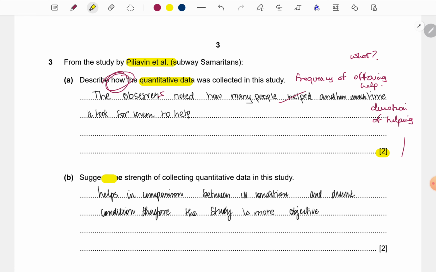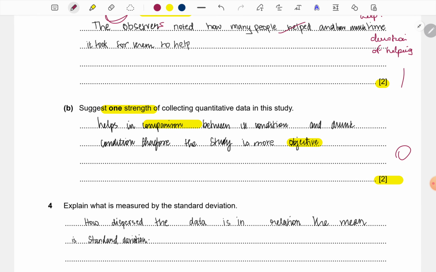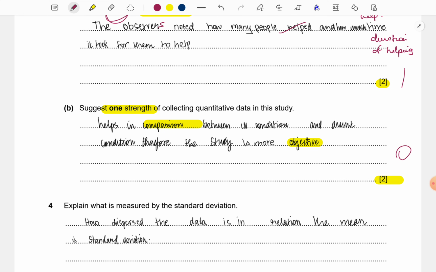Next is suggest one strength of collecting quantitative data in this study. It helps in comparison between the ill condition and drunk condition, therefore the study is more objective. This is incorrect. Two different strengths of quantitative data have been confused. Only one strength should have been taken, and it should have been supported with the Pilyavin study. First of all, because they have given the Pilyavin study in the stimulus, it is expected that some reference be made to that study. Contextualization should be done.